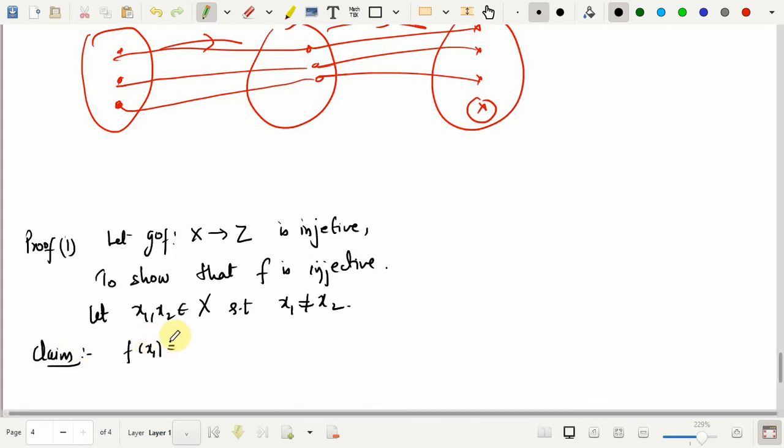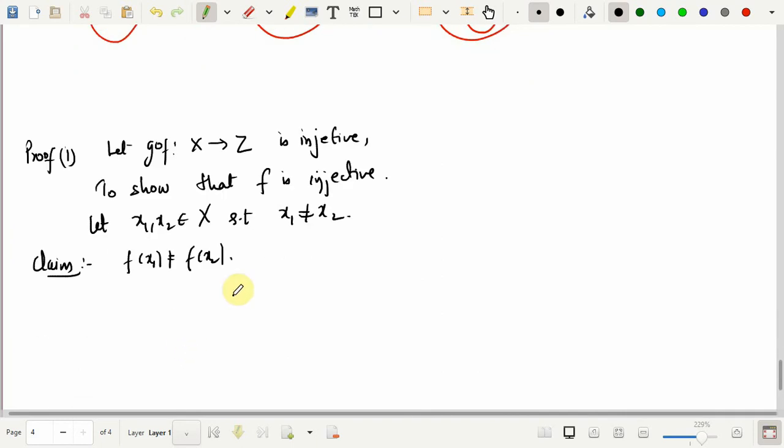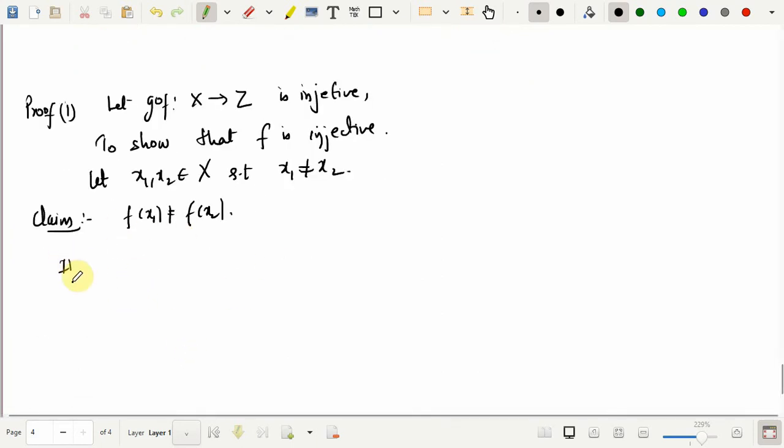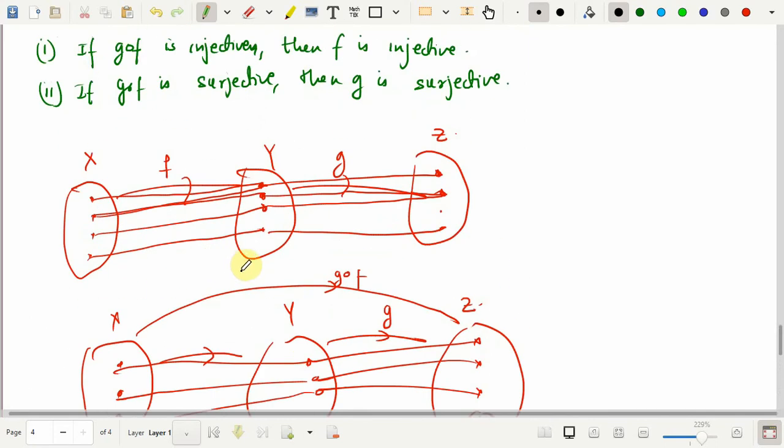Now I'll show that using contradiction. If f of x1 is equal to f of x2, then what will happen? This f of x1 and f of x2 lie in Y. So these are two points in Y. If I'm claiming that these two points are the same, then definitely their images through G also have to be the same, just using the definition of a function.